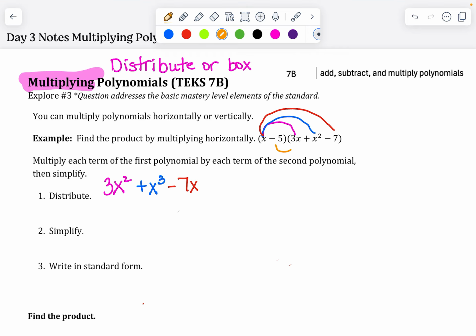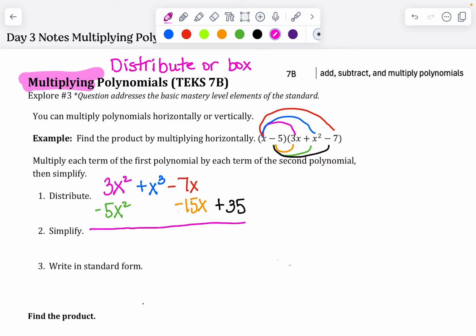In other words, negative 5 times 3x is a negative 15x, so that needs to go under this x. Then I'm going to have a negative 5 times a positive x squared, and that's a negative 5x squared. I'm going to put it underneath this one. Then I'm going to have a negative 5 times a negative 7 is a positive 35. You could do them vertical or horizontal, whatever you prefer. I'm just going to do it this way and then bring all this information down.